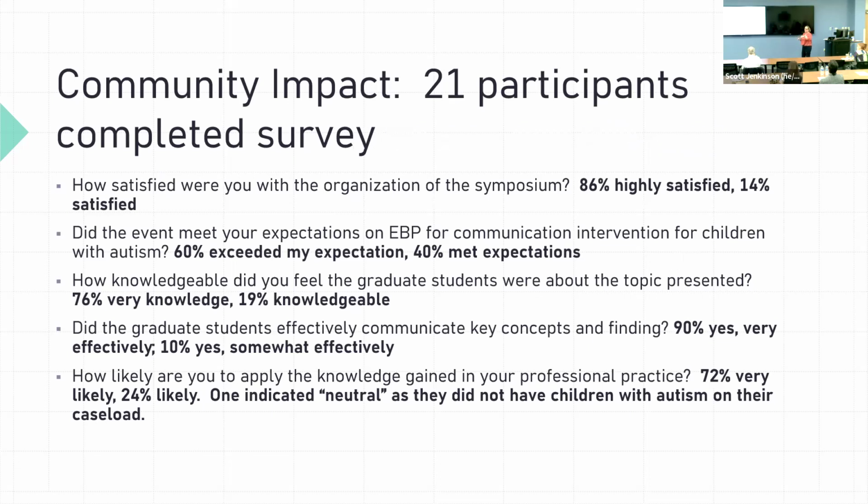We did a little exit survey with our participants, and we didn't get them until after they had left. So we didn't get one from everyone, but about 21 of them. And here were a few questions: how satisfied were you? But I liked this one: did the graduate students effectively communicate key concepts? 90% said yes and 10% said somewhat effectively, on a little scale. And then how likely are they to apply the knowledge to their clinical practice? 72% were very likely, 24% likely. And the one who was neutral wrote on the side, I don't have any children with autism on my caseload, so they couldn't apply that.